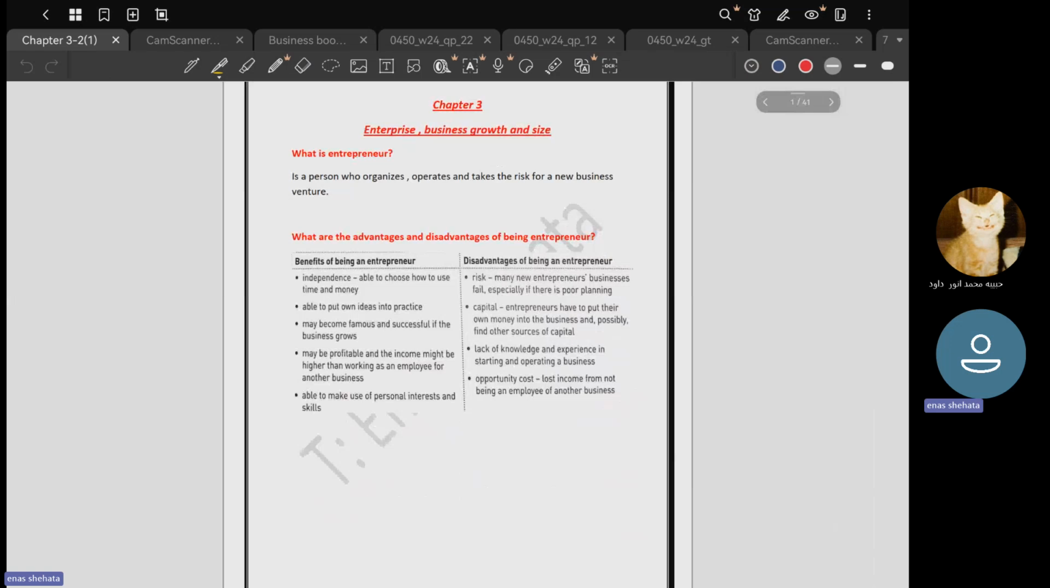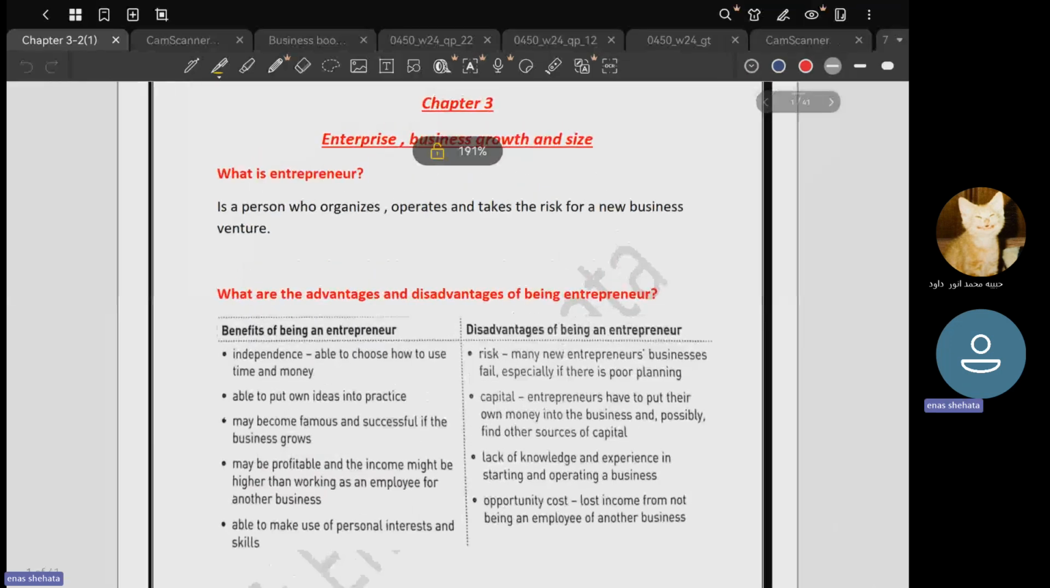Of course, most of us prefer to have our own business. Why? What's the reason for this? If I asked you, what's the benefit of being an independent person and opening your own business? So number one, independence. Independence means you are able to choose how to use time and money.